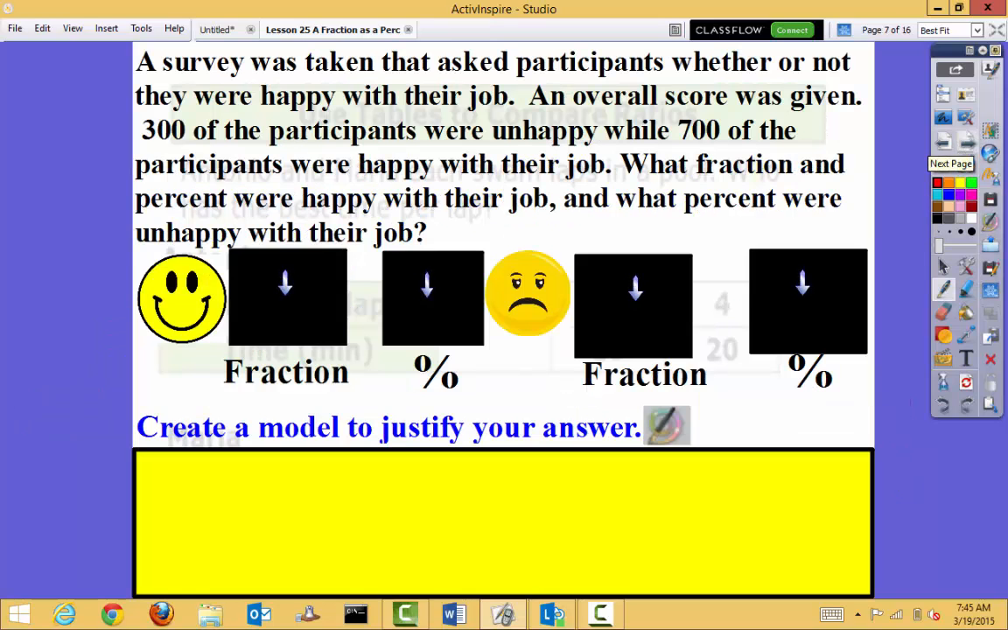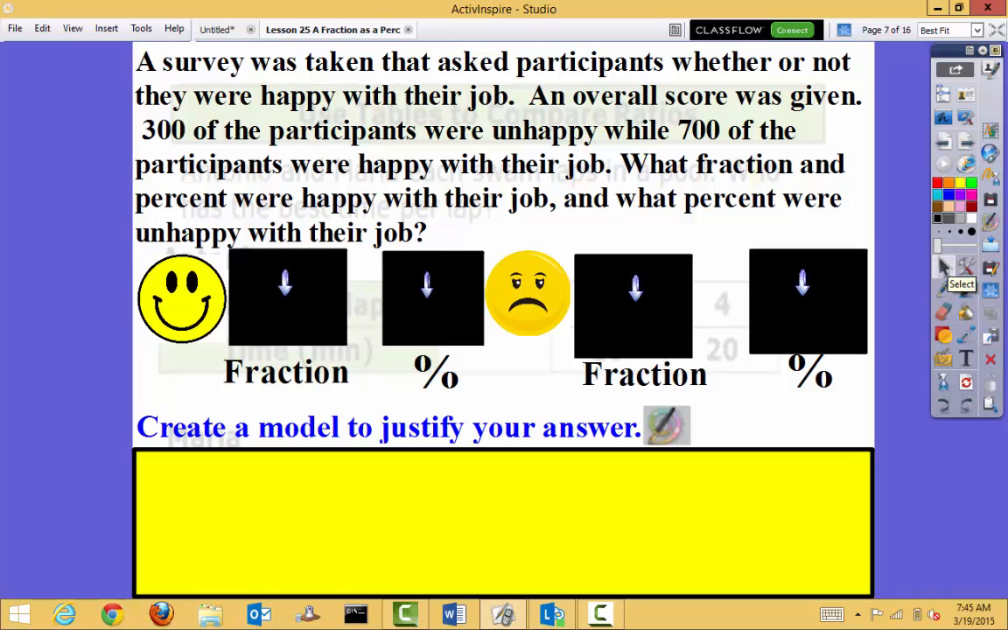A survey was taken that asked participants whether or not they are happy with their job. An overall score was given. 300 of the participants were unhappy, while 700 of the participants were happy with their job. What fraction and percent were happy with their job, and what percent were unhappy with their job?